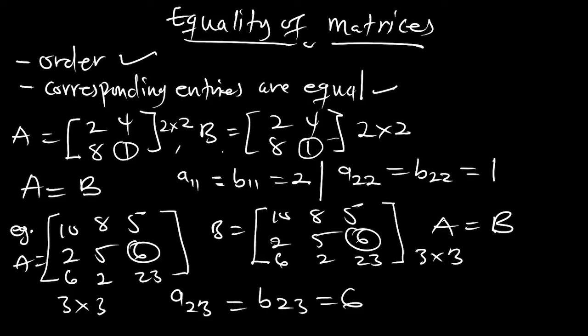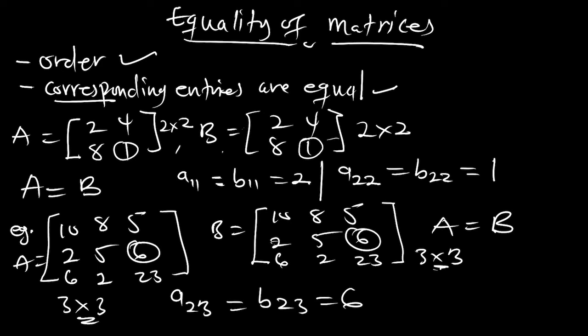But bear in mind, you are not going to check only one of the entries to see if it is equal, and then it qualifies for the matrices to be equal. No, you have to check all the entries or elements to see if they correspond to each other, and check the order too if they are the same. The order can be the same, but the entries may differ. That does not make the matrices equal.